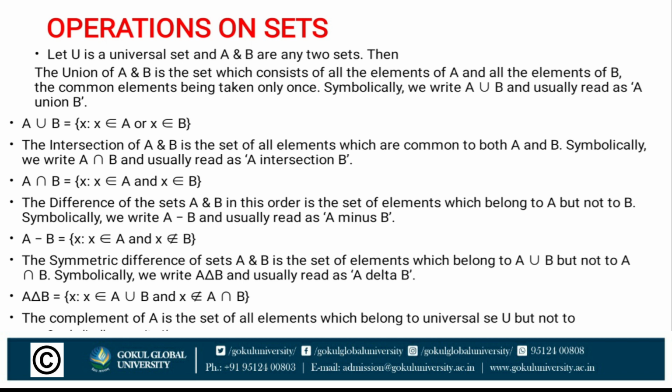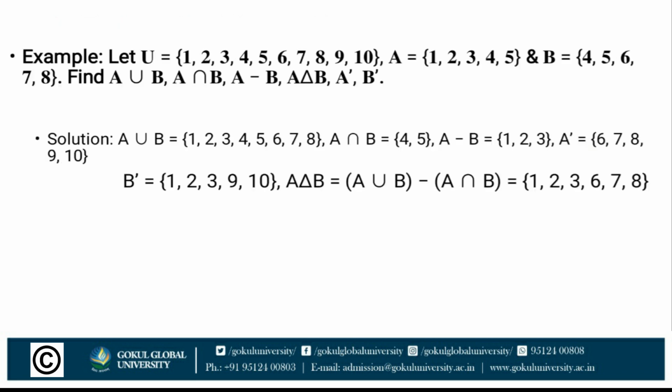Now we take another operation, A delta B, that is called the symmetric difference. It is the set of X where X is in A union B and X does not belong to A intersection B. The complement of a set A is the set of all elements which belong to the universal set U but do not belong to A. We can use one example. If U, A and B are given, we can find A union B, A intersection B, the difference of A and B, A delta B, A dash and B dash.